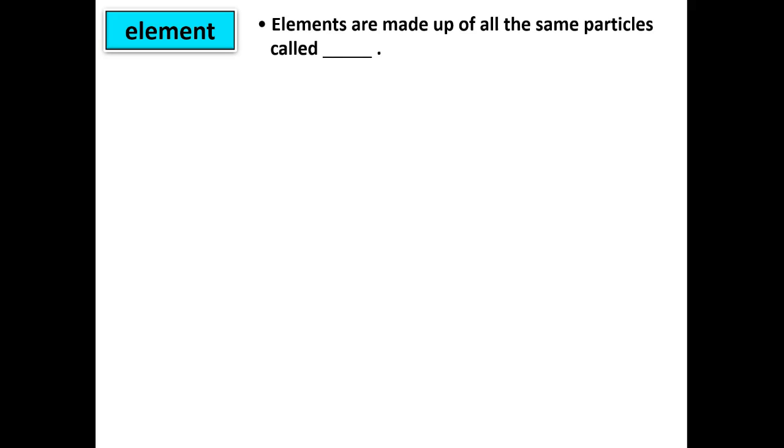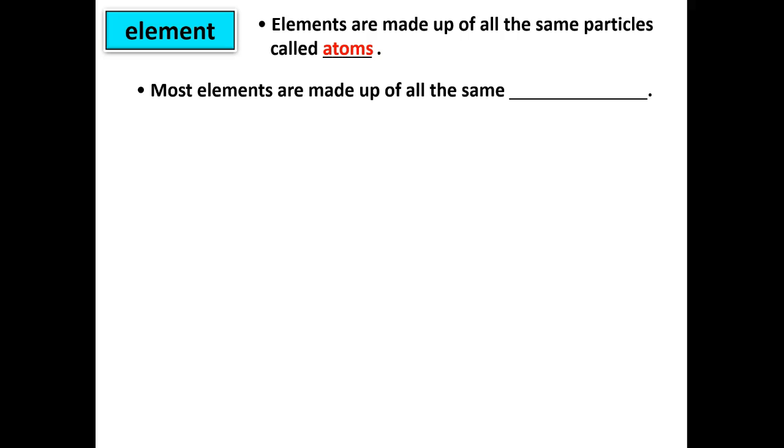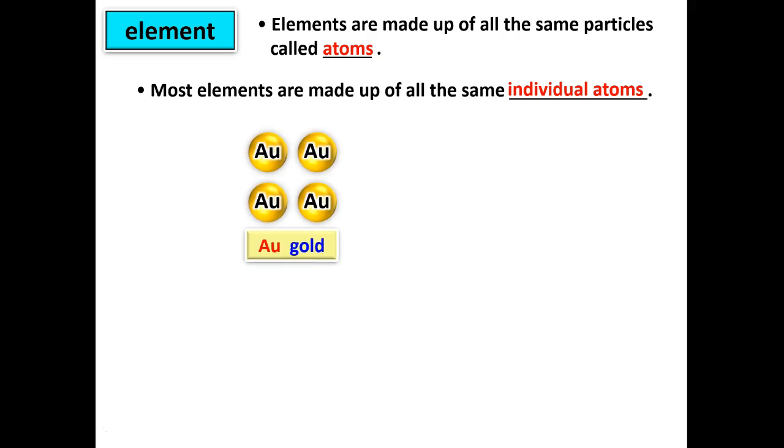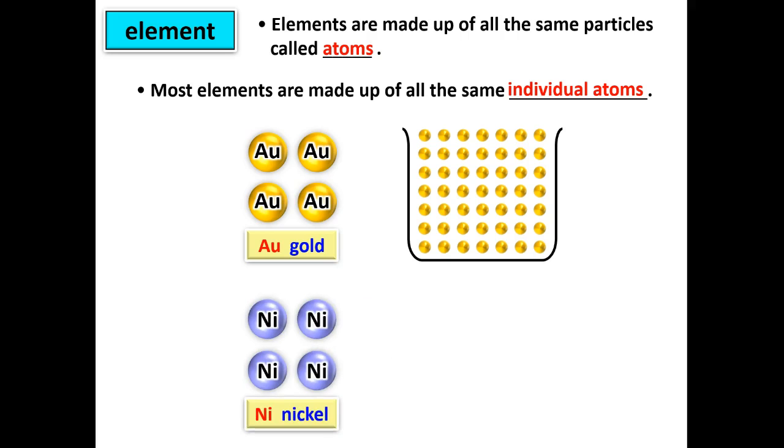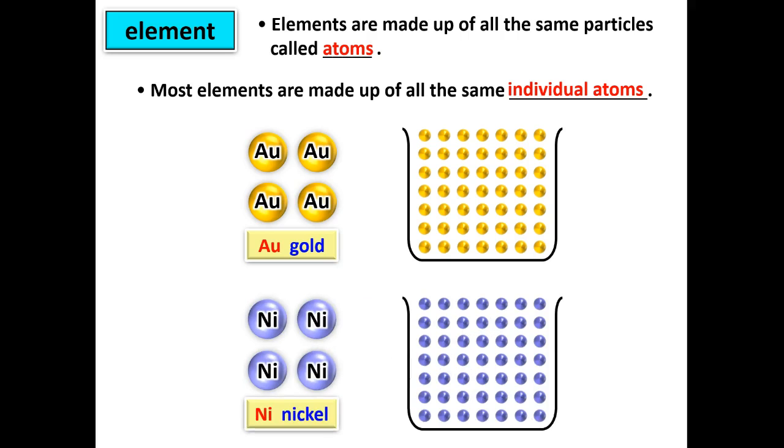So let's take a look at elements. These fall under the category of being pure substances because elements are made up of the same particles called atoms. Most elements are made up of all of the same individual atoms. For example, we have gold, Au, made up of the same individual element. Another one being nickel, again, made up of the same individual elements.